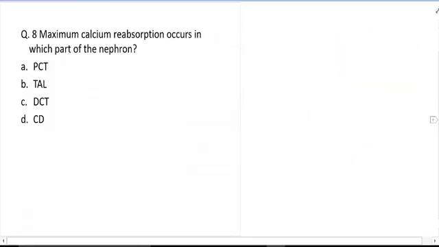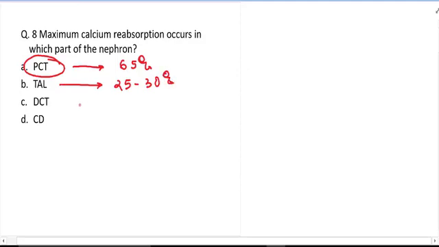Next, maximum calcium reabsorption occurs in which part of the nephron? Maximum calcium will be absorbed from the PCT. The amount of calcium absorbed from the PCT is almost 2/3, that is about 65%. About 25 to 30% is from the thick ascending limb. And the calcium absorption in the DCT is about 4 to 9%, and this is under the control of parathormone.